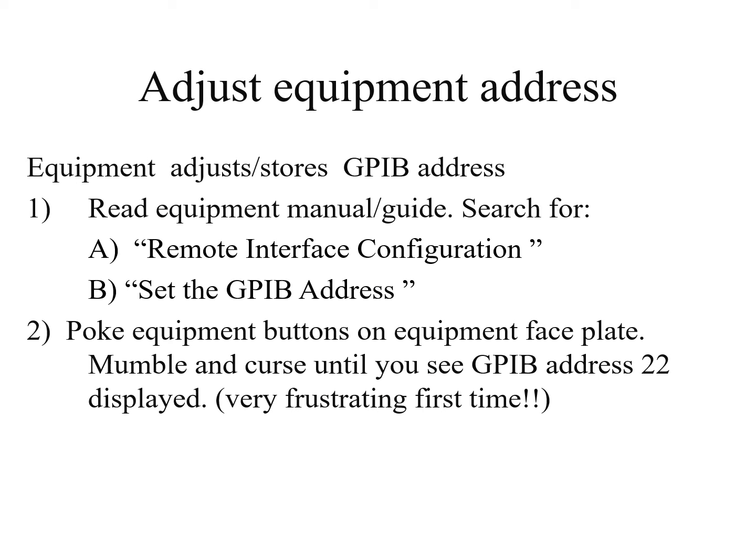You're going to have to poke the equipment. I'm not going to go through the manual. You can do it. Look it up yourself. You have to poke the faceplate on the equipment. It's like the blue button plus a couple of other things. And you need to adjust the GPIB address. For this example, I'm saying adjust it to 22. Yes, it's frustrating the first few times you do this, but welcome to the club. You can use RS-232, but just for this example, I'm using GPIB.